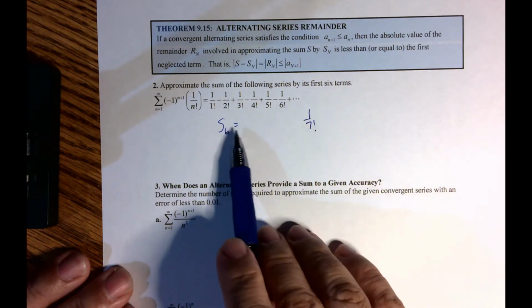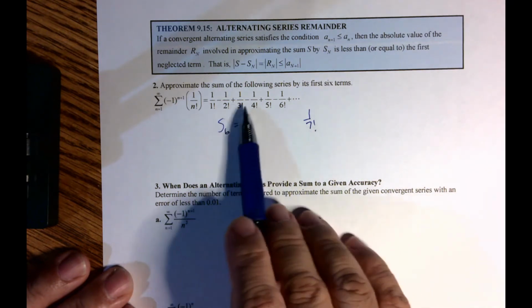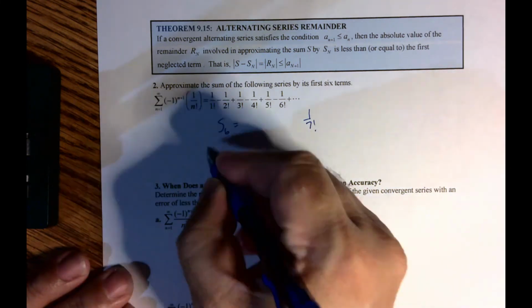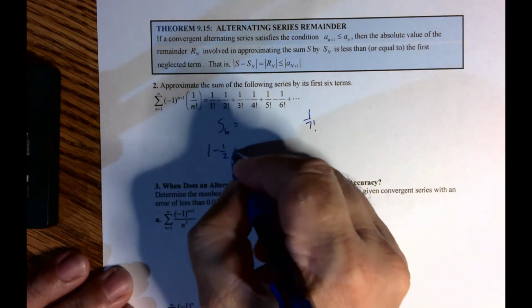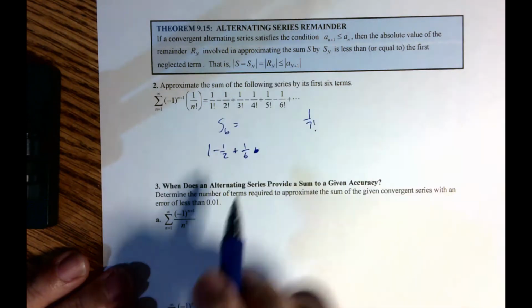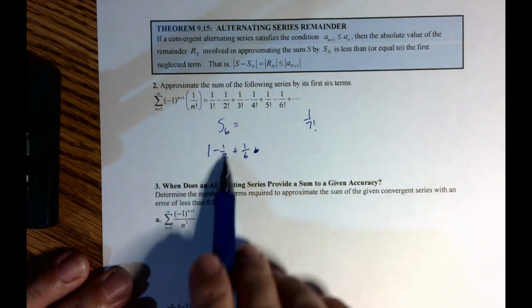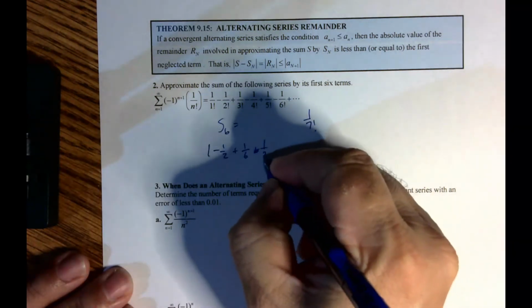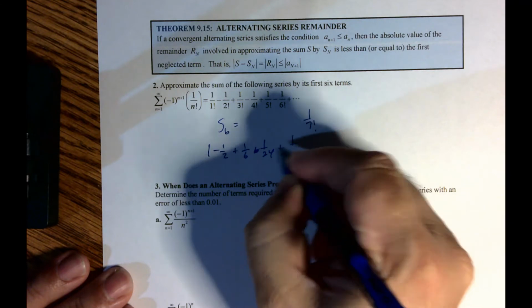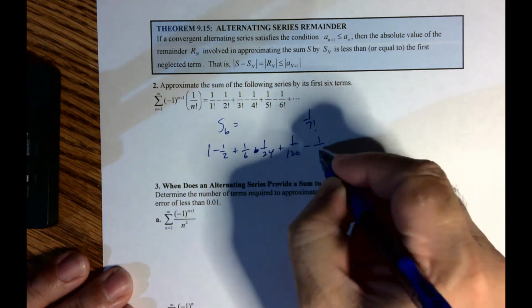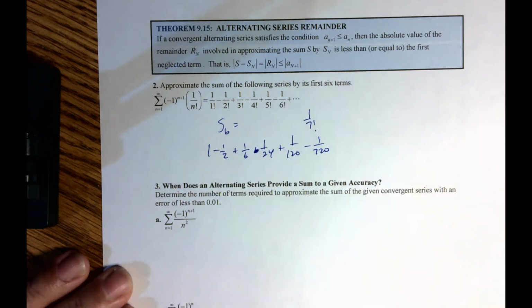So let's find this. It says approximate the sum of the following series. First term, 1 factorial is 1. So it's 1 minus a half plus a sixth, let's check my signs, minus, plus, minus. 4 times 6 is 24. Plus 5 times 24 is 120. Minus 6 times 120 is 720. Then let's put that in the calculator.